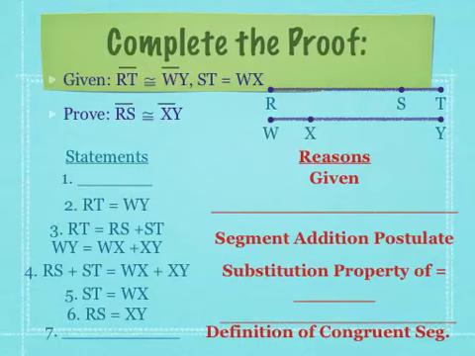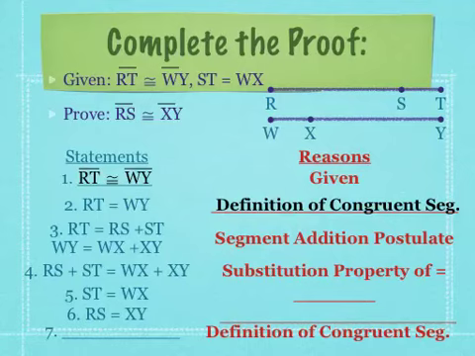Using the process of elimination, because on number 1 my reason is given, I know that ST equals WX is going to be taken care of in statement 5. So process of elimination would tell me that my first statement is segment RT is congruent to segment WI. This also makes sense because if you look ahead at number 2, you have to have that RT is congruent to WI before you can say that RT equals WI. Now, to go from statement 1 to statement 2, I've changed it from congruent to equal. The reason I can change it from congruent to equal is the definition of congruent segments.